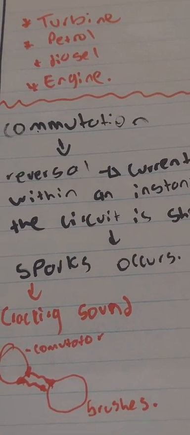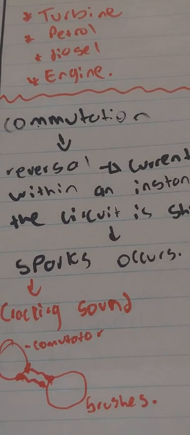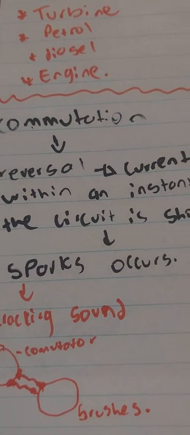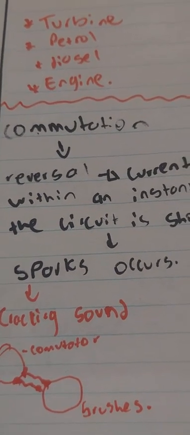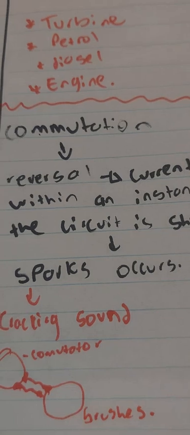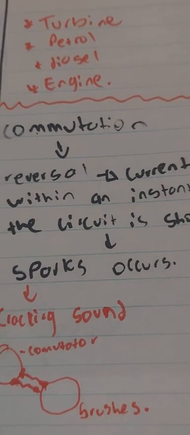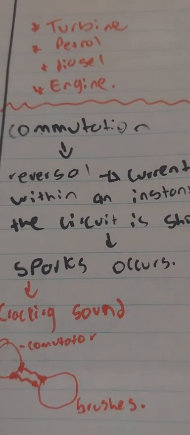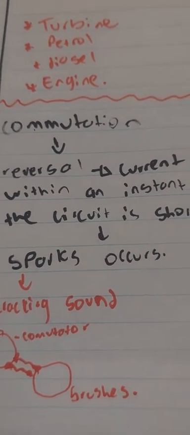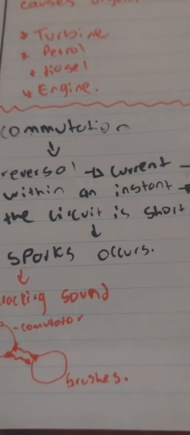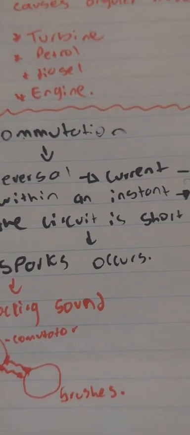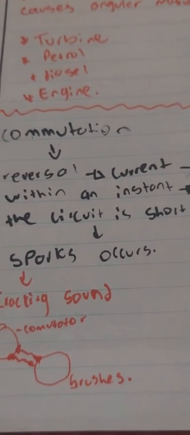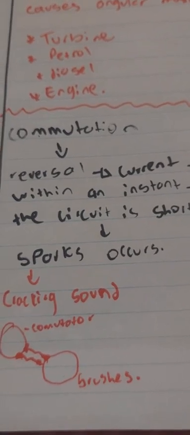Sparks occur when the electrical energy or the current is about to leave from a higher potential region to a lower potential region between the commutator and the brushes, guys. And then sparks are the effect of commutation, and commutation is the reversal of the current that occurs within an instant when the circuit is short-circuited by the brushes, guys. That is the summary of commutation.